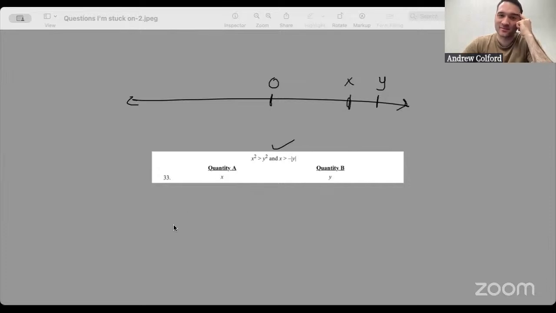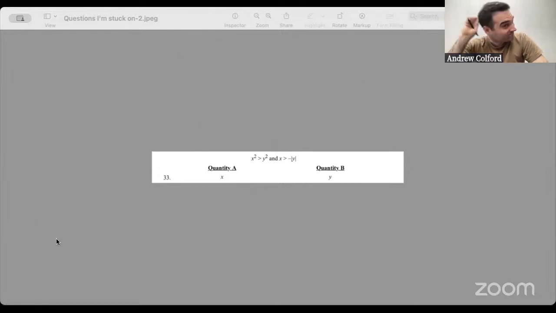And S is confirming the answer is A. So I realize that's a long-winded explanation.